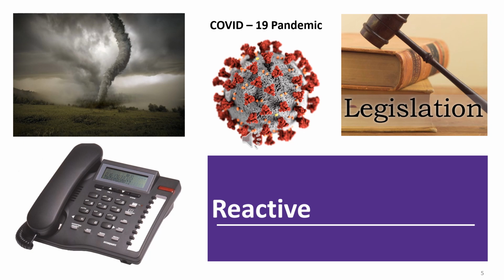Reactive programming is developed and implemented in response to a current situation or emergency. Weather, legislation, emergencies, and even an increase in the number of phone calls about a particular problem can result in reactive programs. For example, natural disasters. Residents often turn to the Extension Office for information in dealing with the after effects of tornadoes, ice storms, and flooding, such as what to do with broken tree limbs from an ice storm, or how long food in the freezer will be safe when the power goes off.